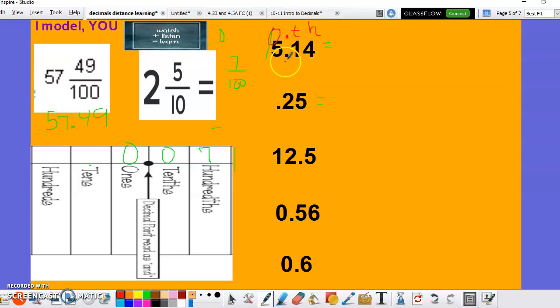So now when I write this as a fraction, I'm going to say I have 5 as my whole number. So here is my 5.